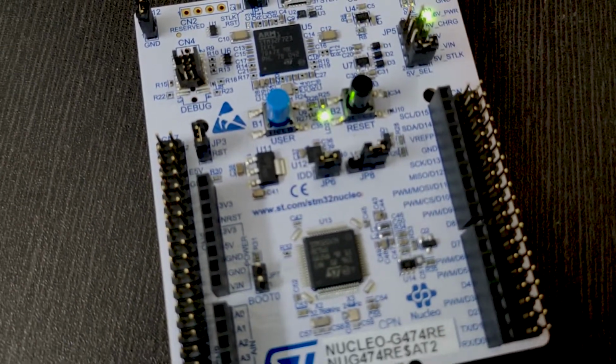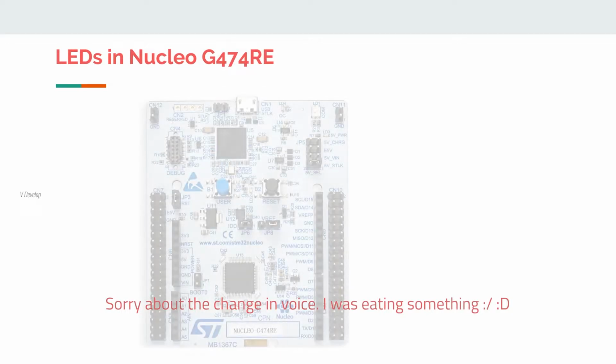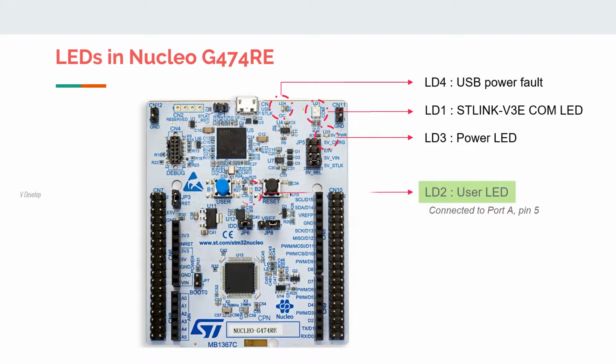In the Nucleo G474 board, there are a total of 4 LEDs, but we can control only one LED using our program. This LED has been connected to pin 5 of port A. In this video, we will see how to make the LED blink using 2 lines of code.